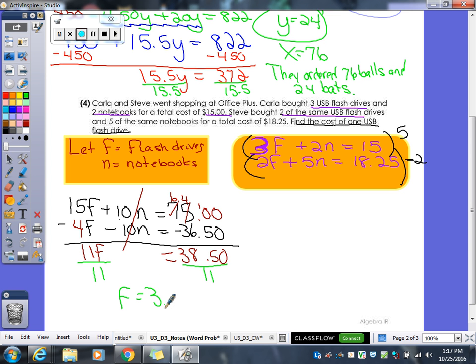No, it should have been already to the 10th rounded for you. So the answer should have been $3.50. Okay? And that would be your sentence. The flash drive costs $3.50. Now, if you really wanted to find the notebook, you can, but it cannot be in your sentence.